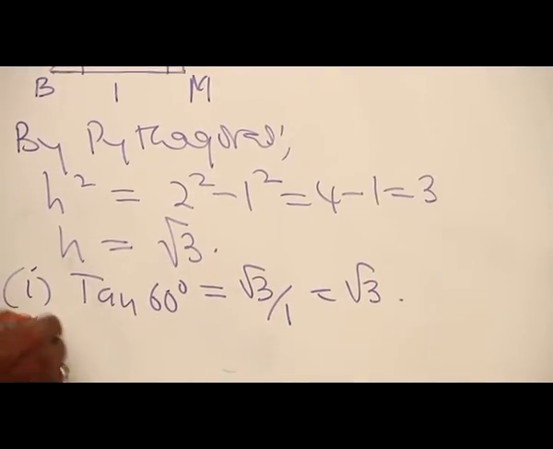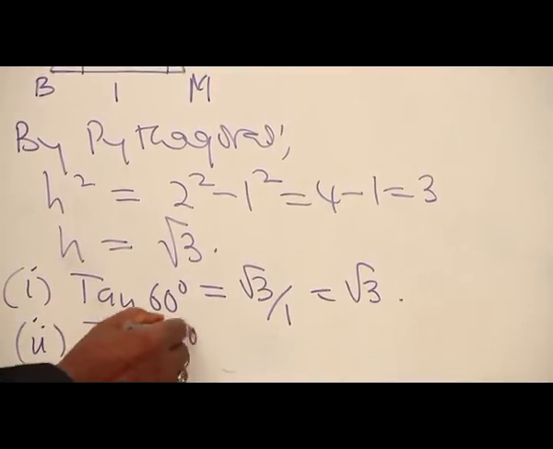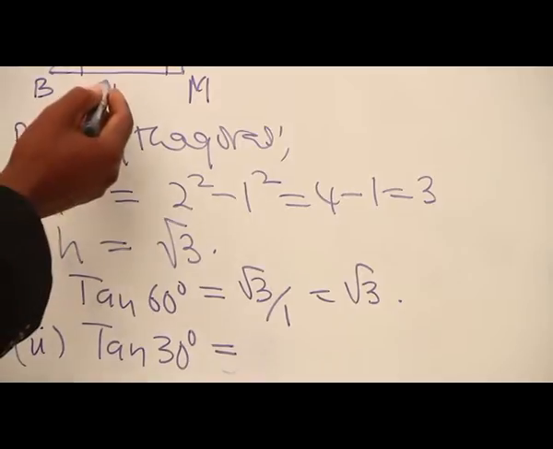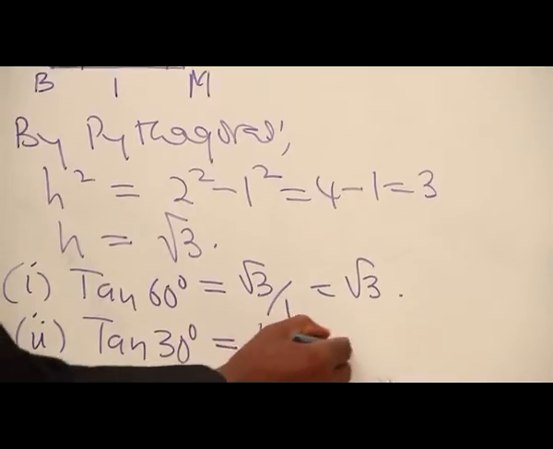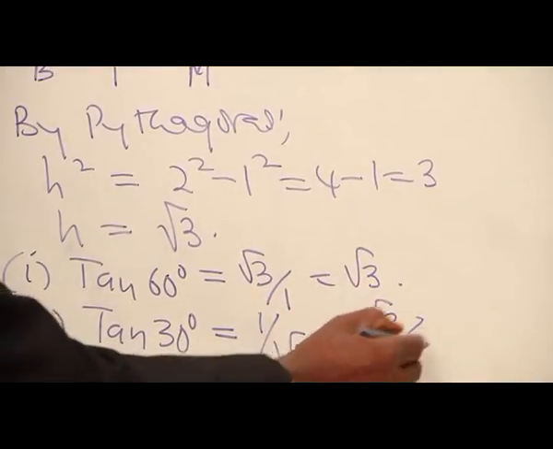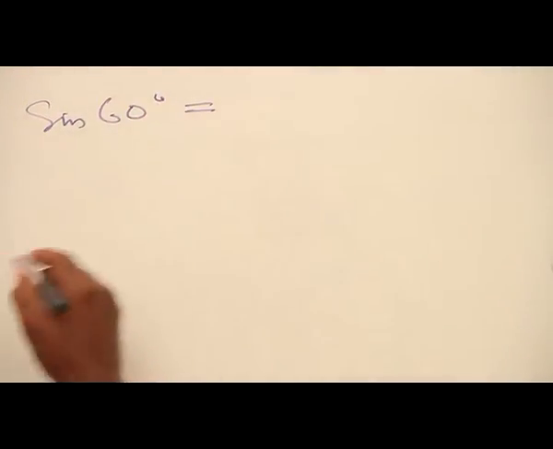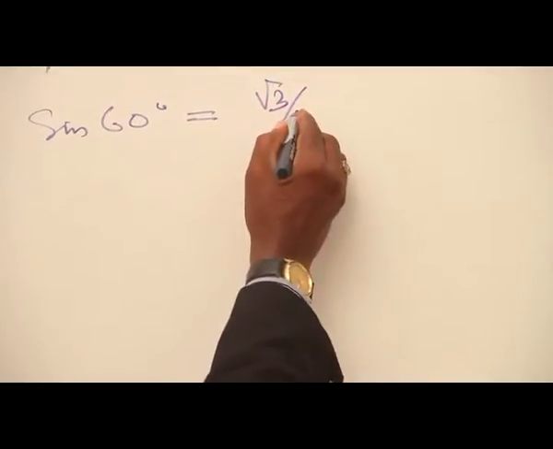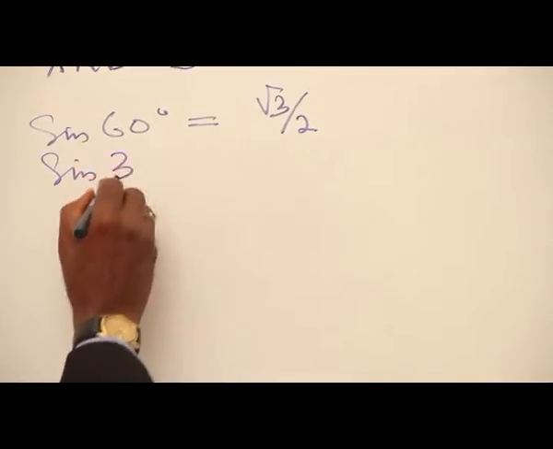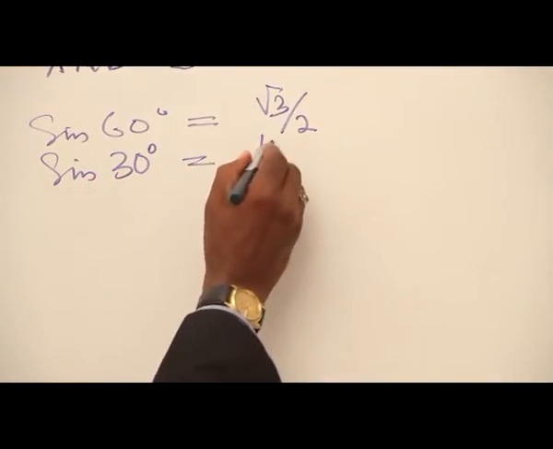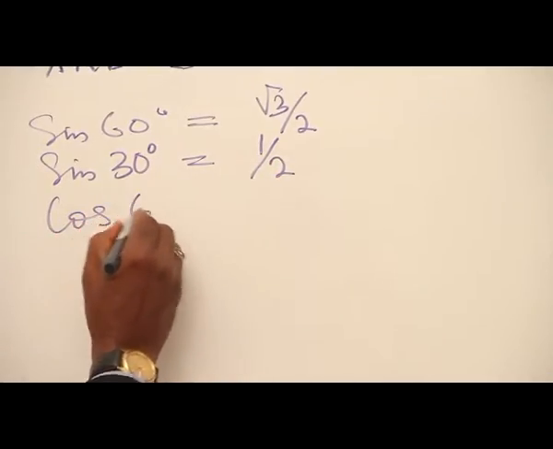Then we can also write in this place our tan of 30 degrees. So if we look at tan 30 degrees, opposite over what? Adjacent, that is 1 all over root 3, which can be written as root 3 all over 3. We will now talk about sine 60 degrees, which is equal to opposite over hypotenuse. And then sine 30 degrees will be equal to opposite all over hypotenuse, which is half. Then you can talk about cos 60 degrees.